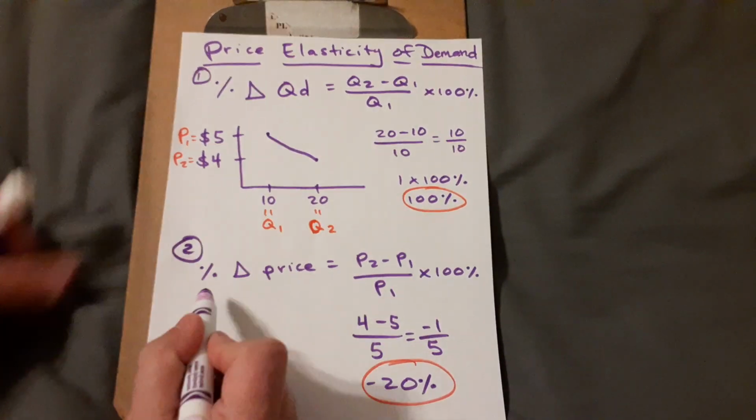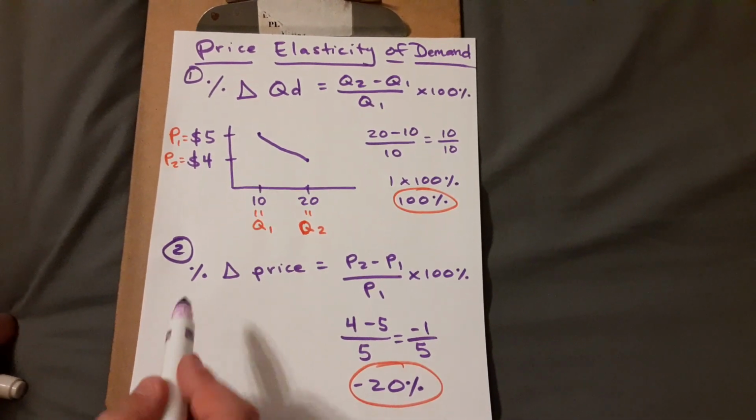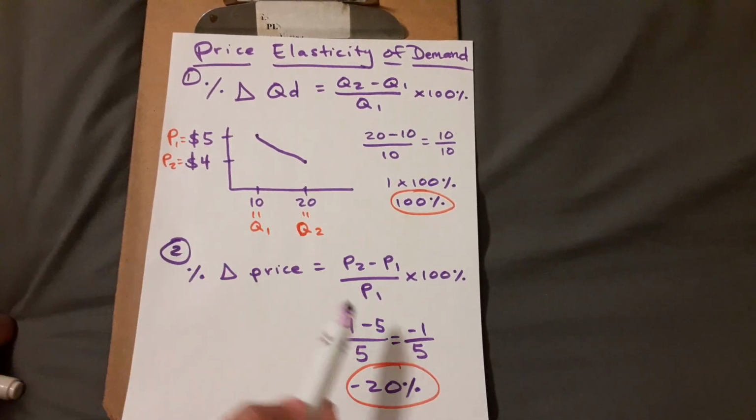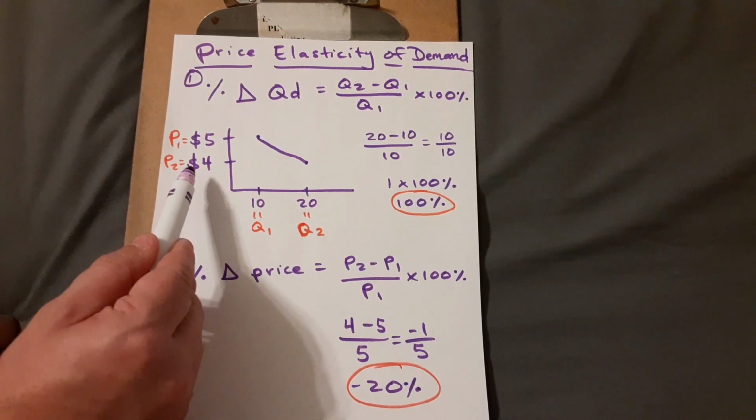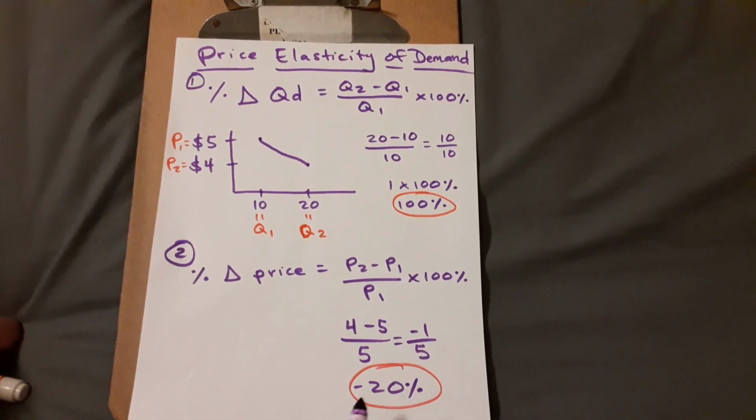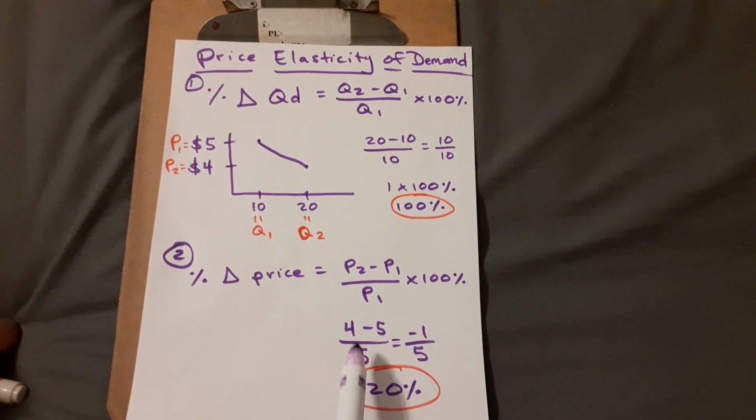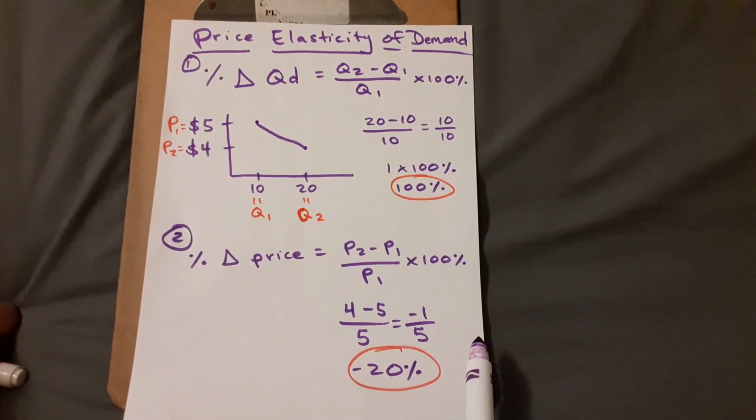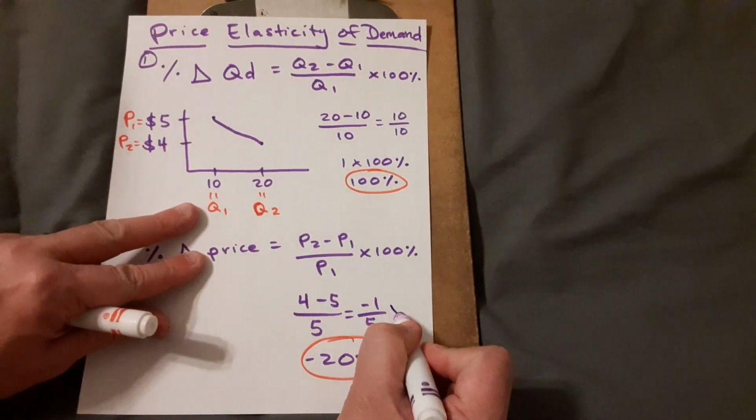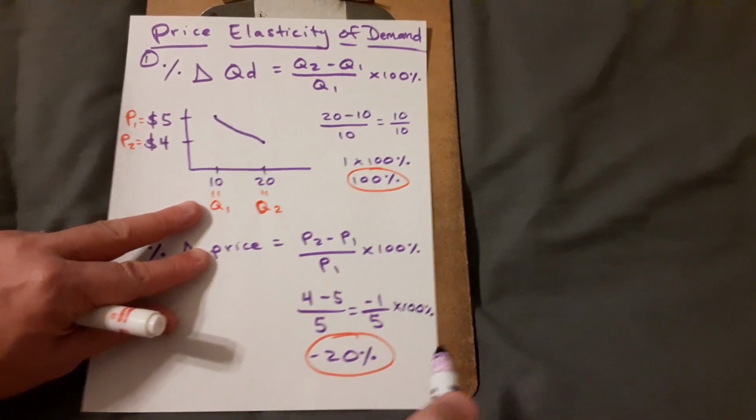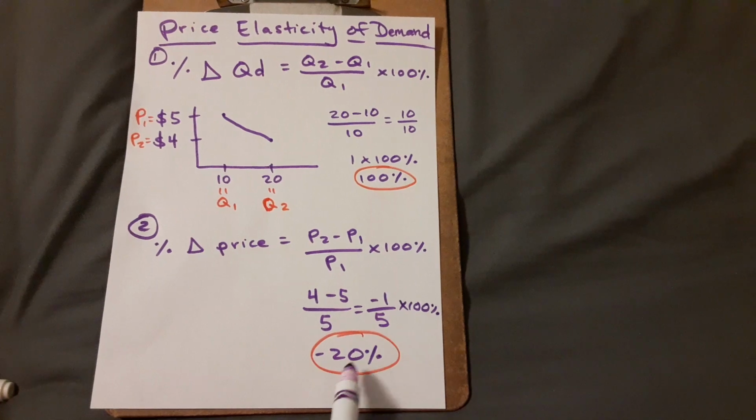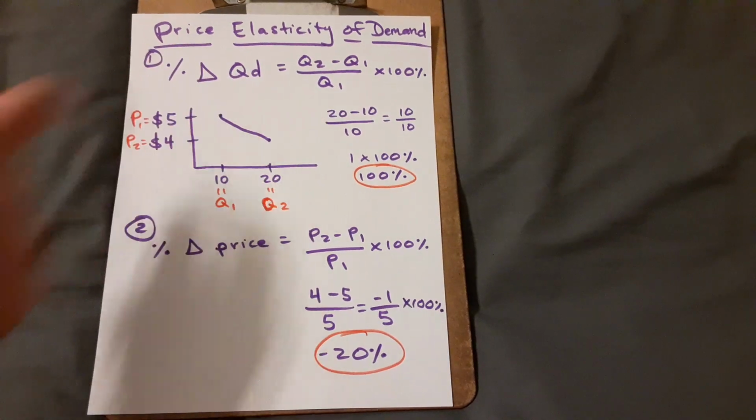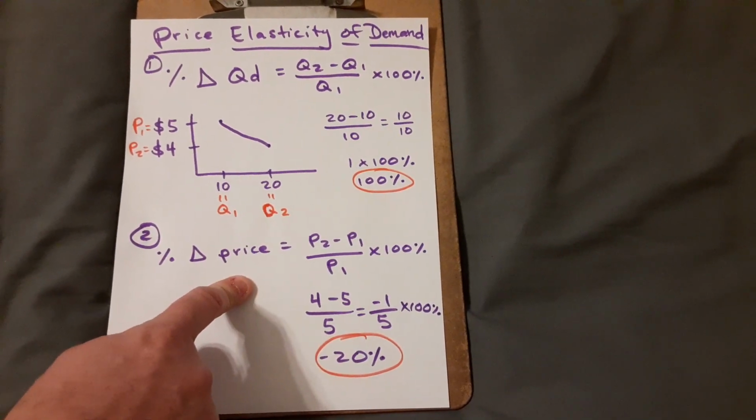Step 2, figure out the percentage change in price. So percentage change in price is a very similar formula. P2 minus P1 all over P1 times 100%. So P2 is 4, P1 is 5. So we have 4 minus 5 as our numerator all over 5. So take the numerator first. 4 minus 5 is -1. Bring over the 5. And then times 100%. I forgot to put that here, but times 100% basically means put that as a percentage. -1/5 is a -20%. So step 1, percentage change in quantity. Step 2, percentage change in price.